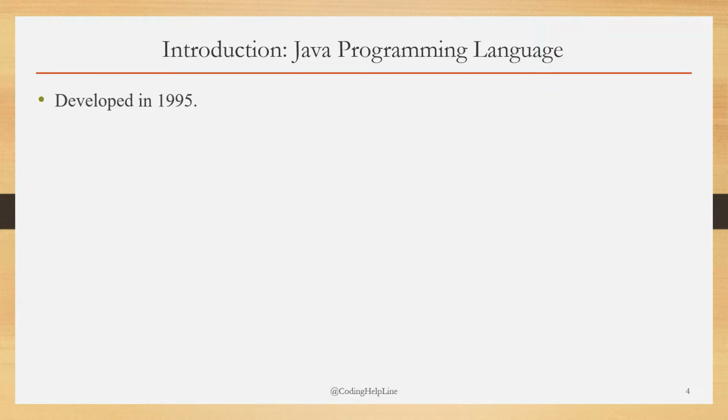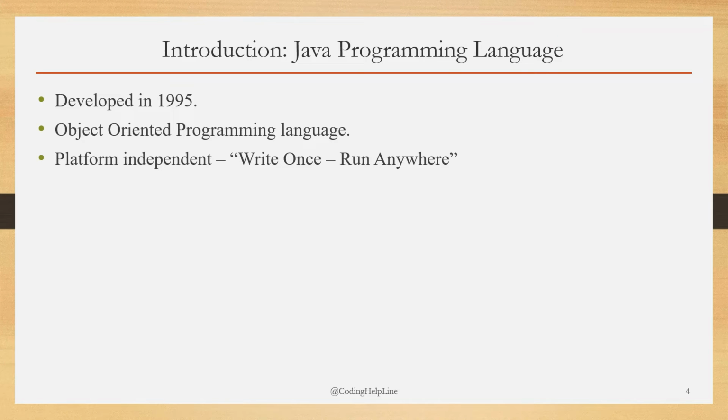Java language was developed in 1995. It is an object-oriented programming language, it is an imperative programming language, and it is a procedural programming language. And when we move to the object-oriented programming lectures, I will discuss object-oriented aspects of the Java programming language.